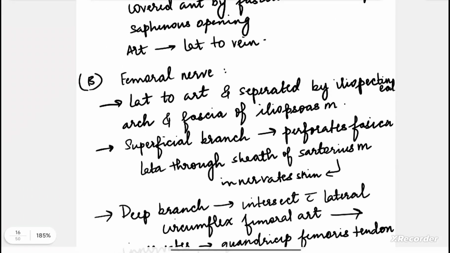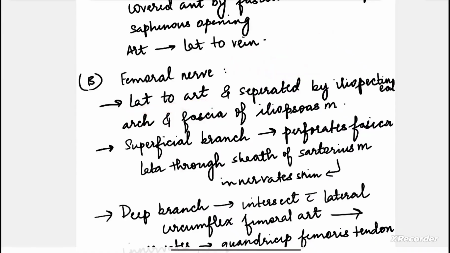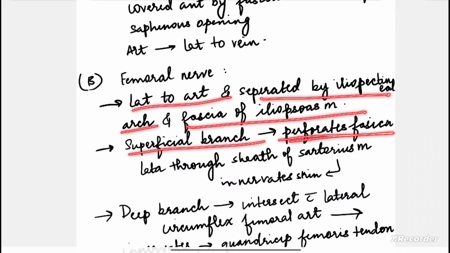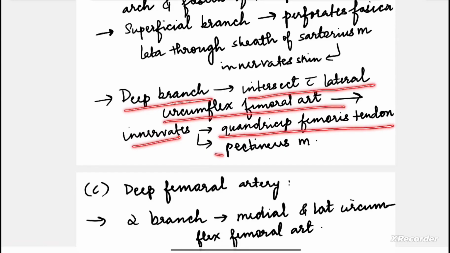Now, next is the femoral nerve. Lateral to the vein is the artery, and lateral to the artery is the nerve. Medial to lateral: vein, artery, nerve. The femoral nerve is lateral to the artery and separated by the iliopectineal arc and fascia of the iliopsoas muscle. The superficial branch perforates the fascia lata through the sheath of the sartorius muscle and innervates the skin. The deep branch intersects with the lateral circumflex femoral artery and innervates the quadriceps femoris tendon and pectineus muscle.